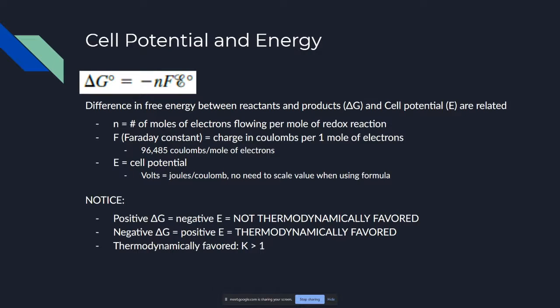So here, what you can gain from this equation is that if you have a positive delta G, that equals a negative cell potential, which means it's not thermodynamically favored. And then a negative difference in free energy equals a positive cell potential, and that is thermodynamically favored. And for your K, as long as it's greater than 1, it is thermodynamically favored.